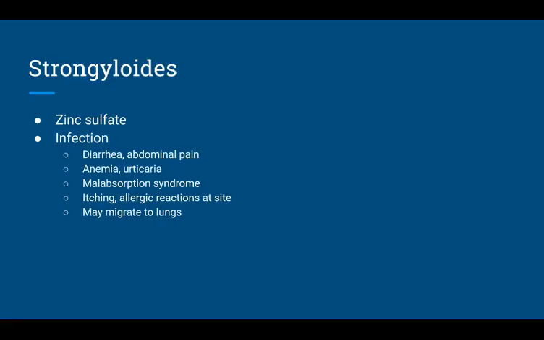Strongyloidiasis, or the threadworm infections. The most common is diarrhea and abdominal pain. They can have malabsorption, which is seen in heavy infections, and they have itching and allergic reactions, and they can travel to the lungs.